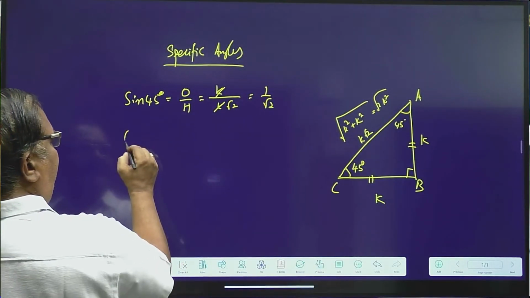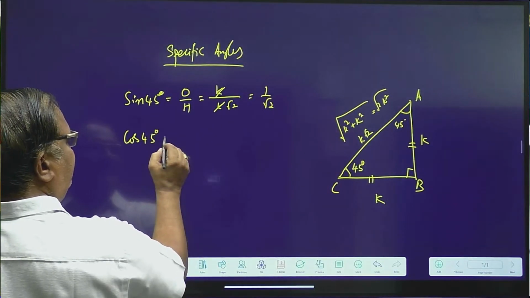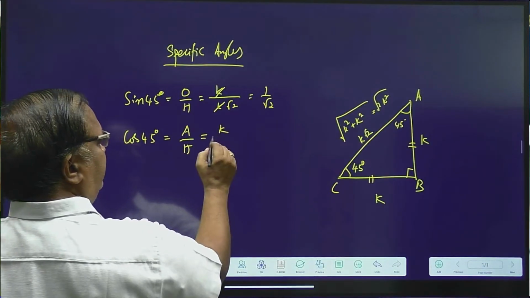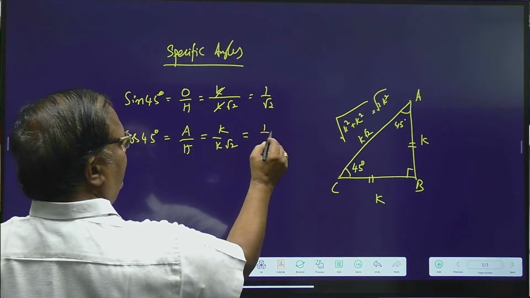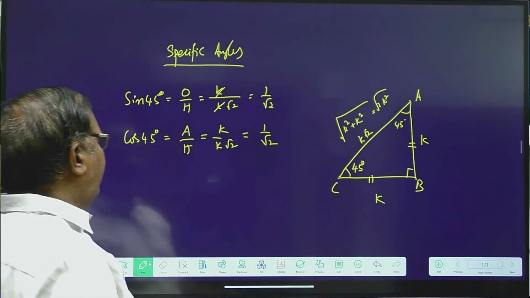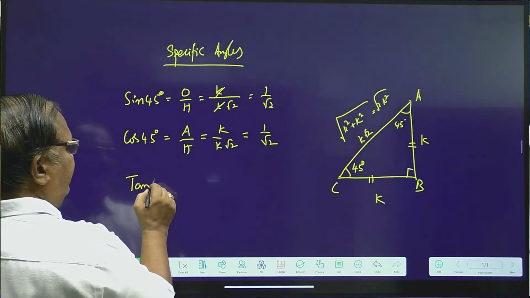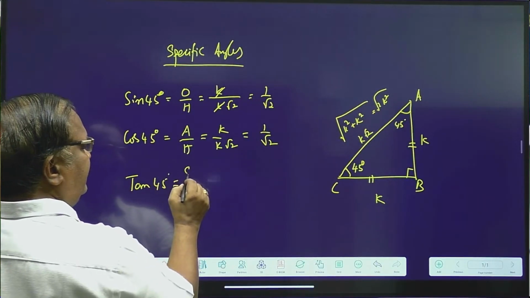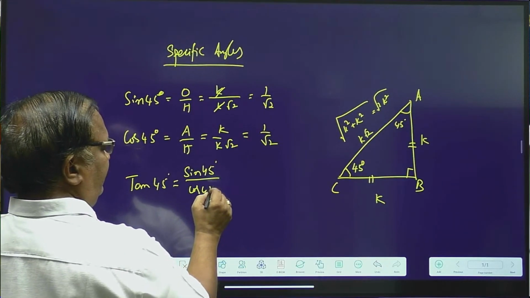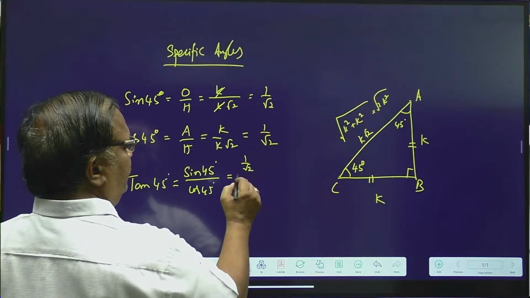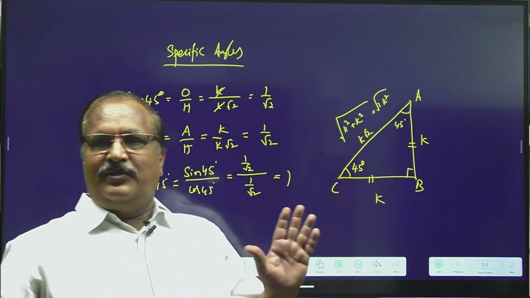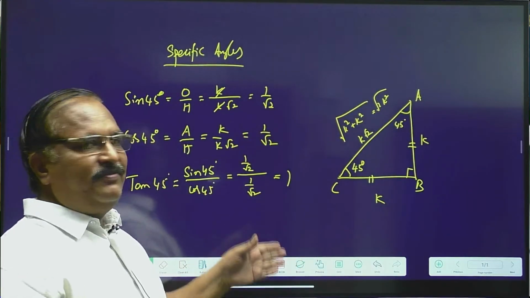Same way cos 45 also. Cos 45 is adjacent side by hypotenuse. So k upon k root 2, which is equal to 1 upon root 2. So sine 45 and cos 45 both are the same. So you can find tan 45 also. Tan 45 is nothing but sine 45 by cos 45, which is equal to 1 upon root 2 by 1 upon root 2, both will cancel, giving 1. So three ratios we have got.